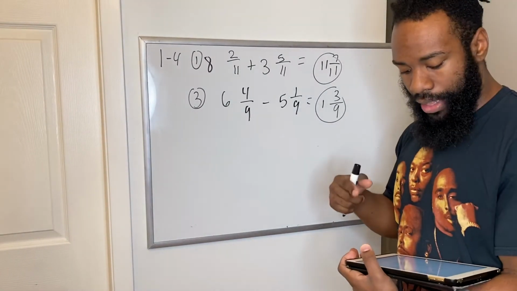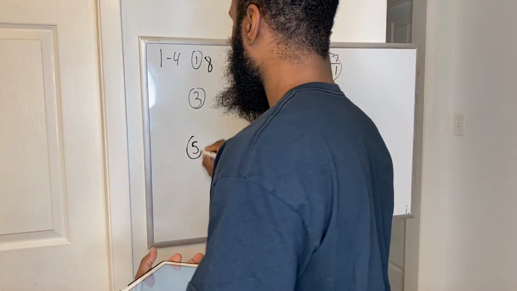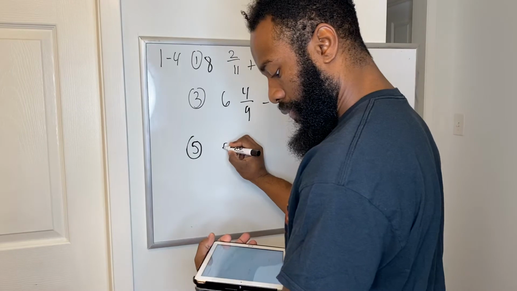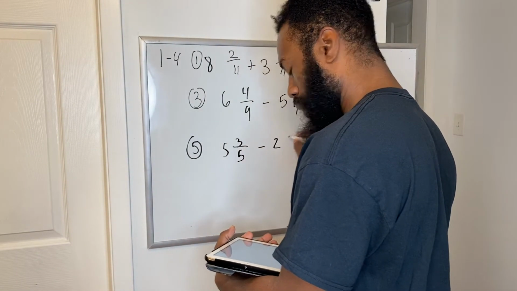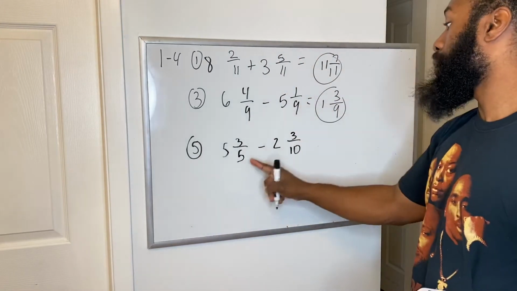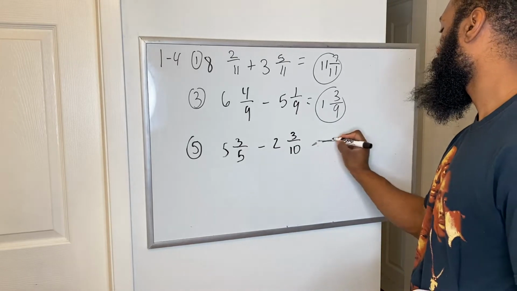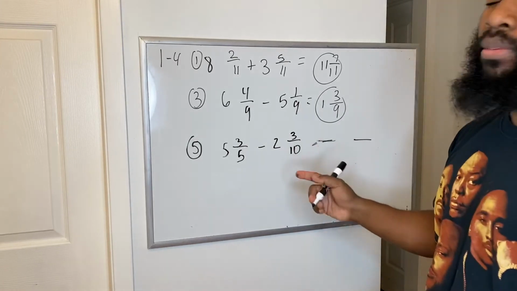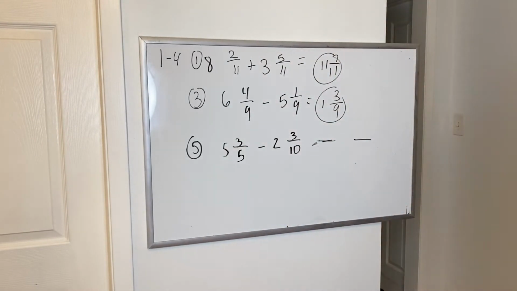So now we have adding and subtracting mixed numbers with different denominators. So we've got 5 and 3/5 minus 2 and 3/10. We all know that we need the same denominator to subtract this. So I'm going to show you a trick which should work.